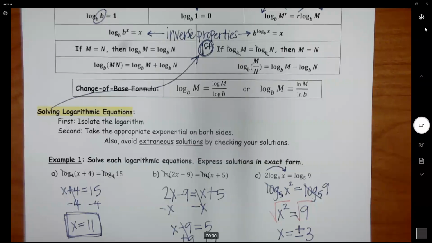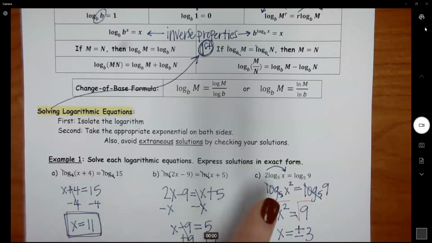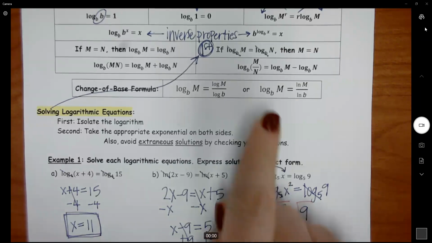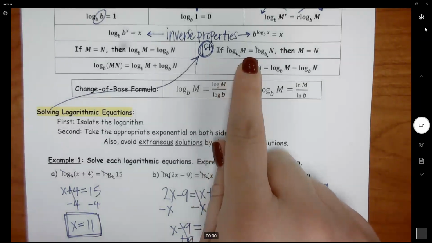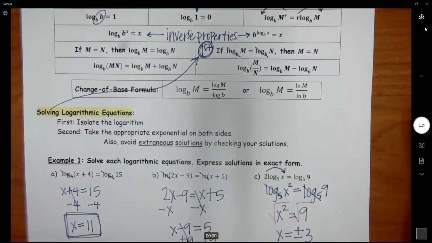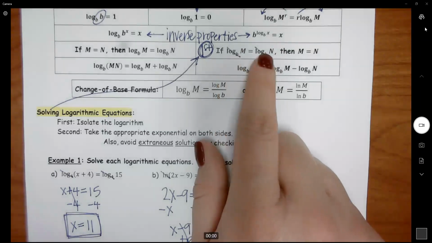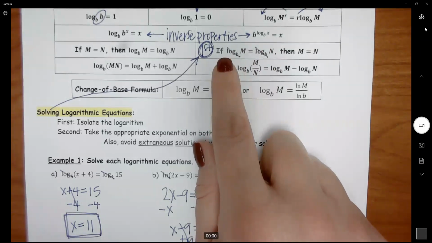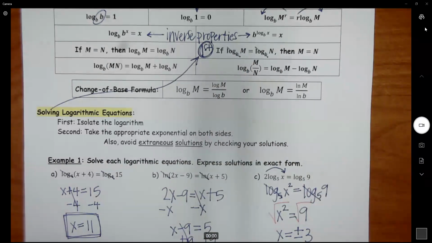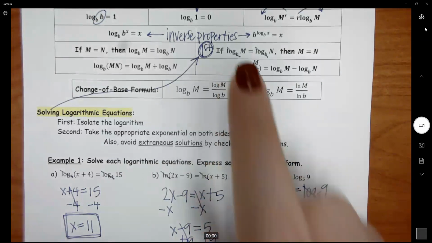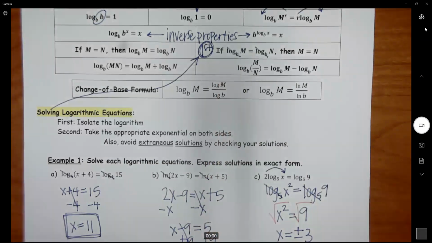In the last video, we went over examples 1A through C, and we used this property here. That's always the first property you want to look for. If you can get a log base on both sides that are equal, then you can cancel them out, and then it just becomes a simple equation. While this is the first thing you want to look for because it's the easiest way to solve, most of them you can't solve by that method.